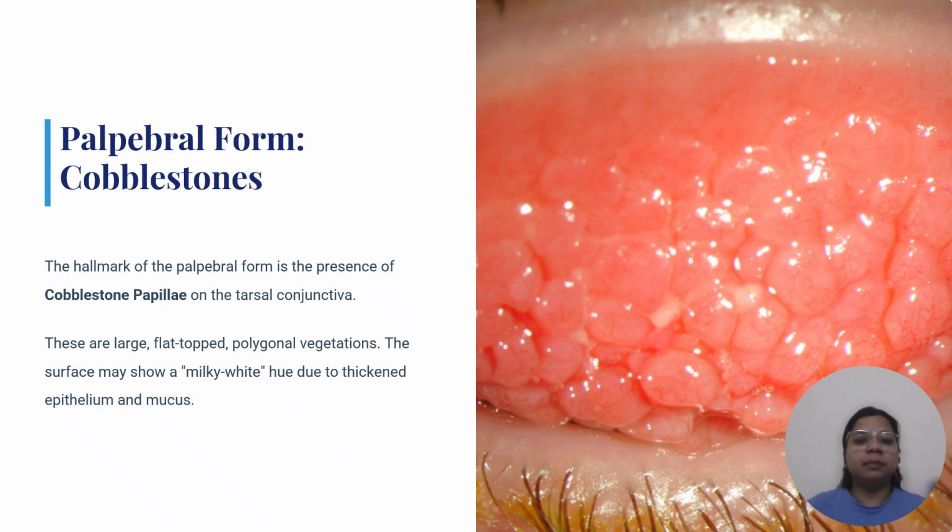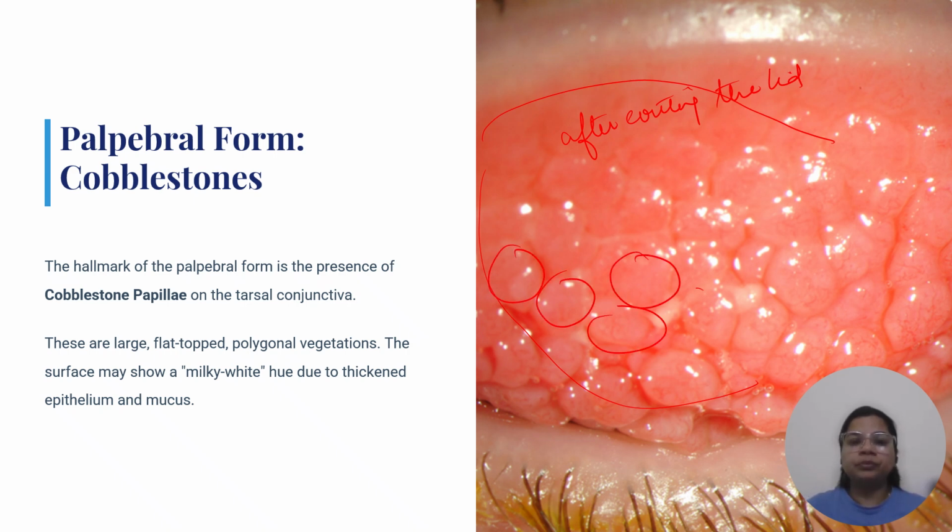As we can see, this diagram shows the palpebral form of the conjunctiva after everting the lid, which shows the presence of large cobblestone papillae on the tarsal conjunctiva. So these are the papillae. They are very large, flat, polygonal vegetations, and the surface may show a milky white hue due to thickened epithelium and mucus.